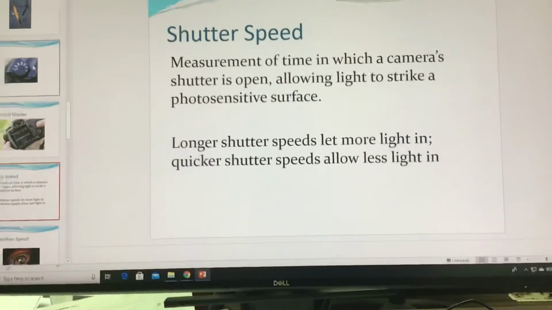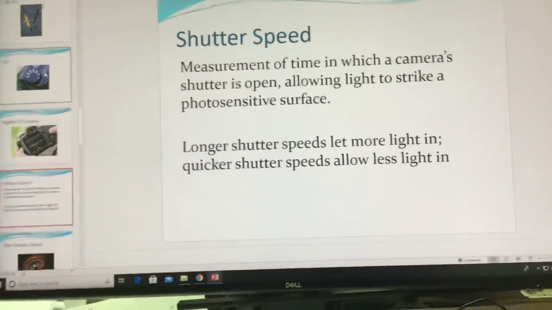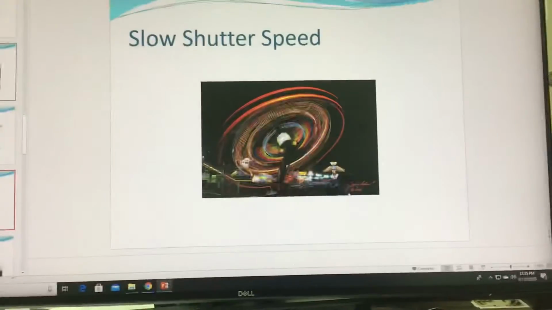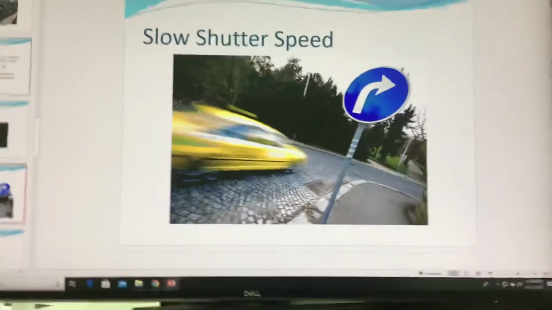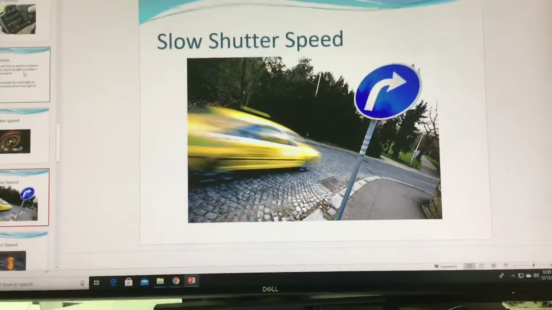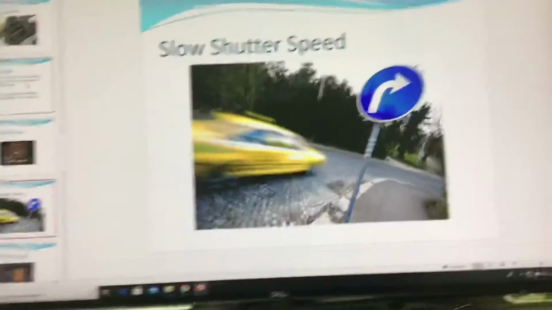Most common pitfalls of a slow shutter speed and how to combat it. A pitfall of a slow shutter speed is that you can get blurriness because the camera starts to shake if the shutter speed's too slow. And the way you can combat it is that you can use a tripod.